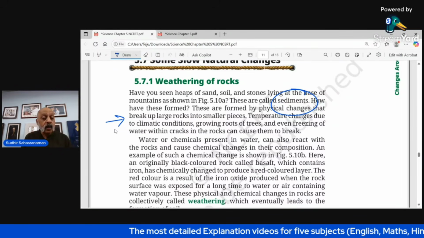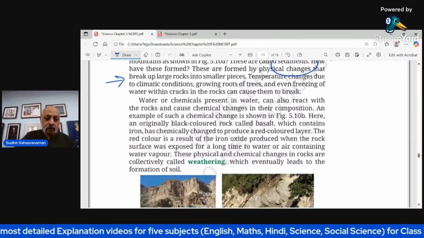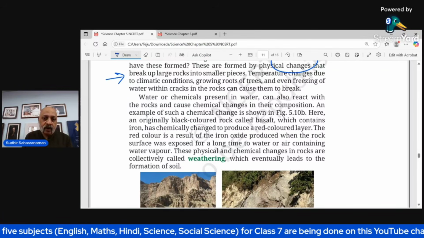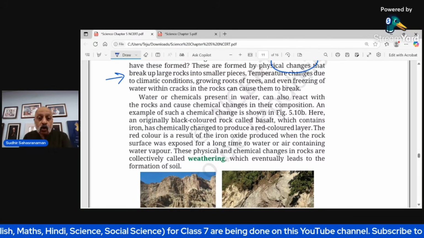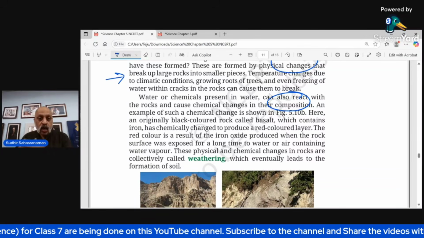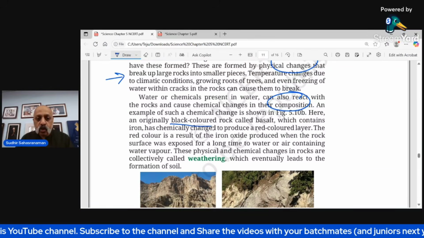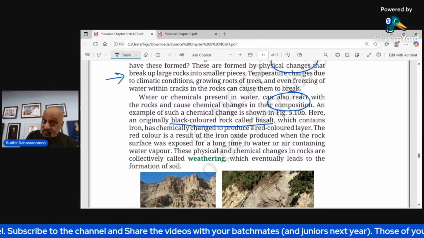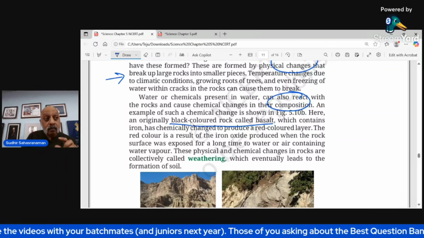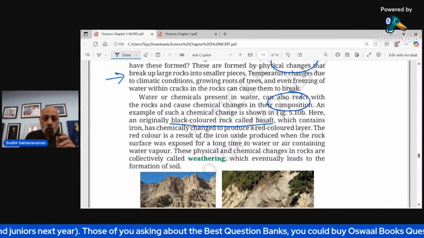That can also happen. So because of all these changes, weathering of rocks can take place. Also, water or the chemicals present in water can react with rocks and cause chemical changes in the composition of the rocks. One example is an originally black colored rock called basalt, which contains iron incidentally. Now that has chemically changed to convert into a red color layer over that rock.